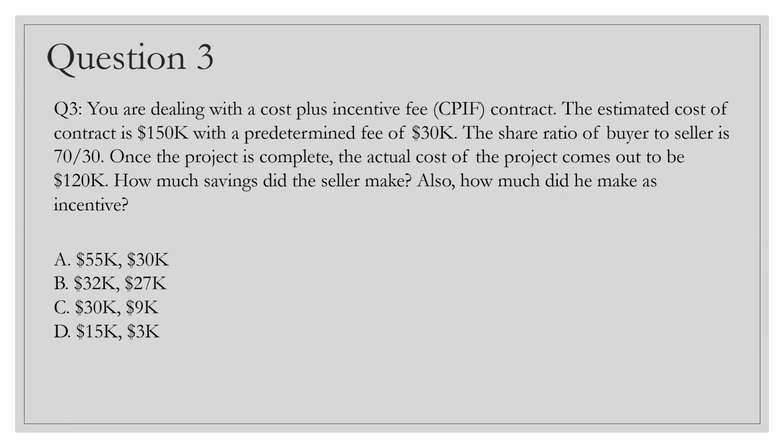Question three, a very typical procurement question. So you are dealing with a cost plus incentive fee, CPIF, contract. The estimated cost of the contract is 150K with a predetermined fee of 30K. Now, the share ratio of buyer to seller is 70 to 30, like 70% to 30%. Once the project is complete, the actual cost of the project comes out to be 120. So initially our estimated cost was 150, right? And once the project is complete, the actual cost of the project comes out to be 120. Okay, how much savings did the seller make?